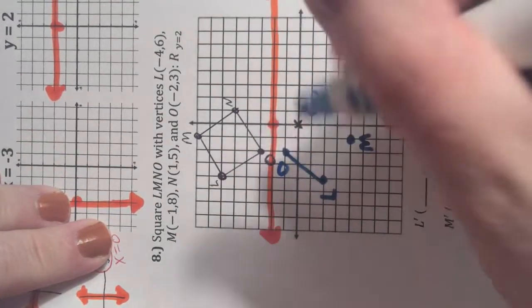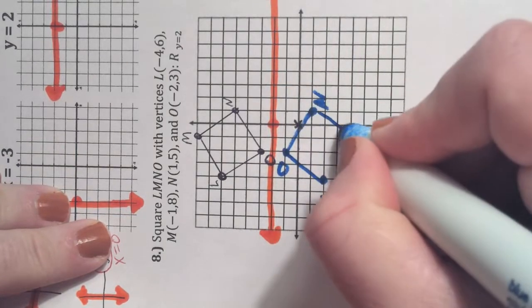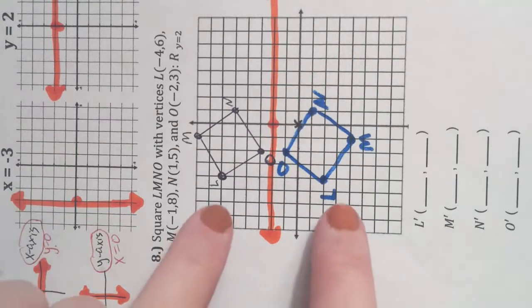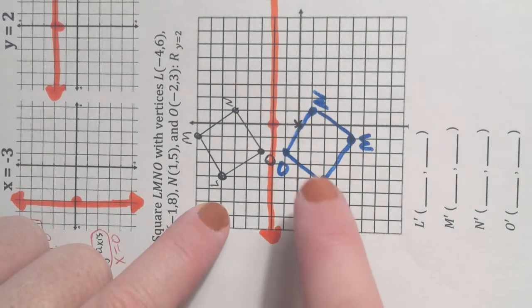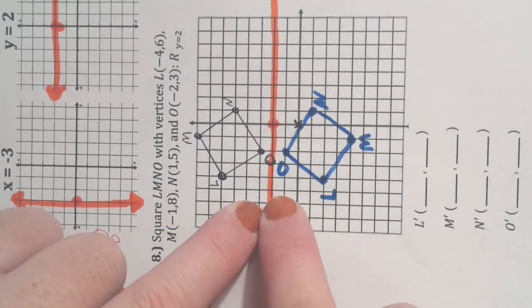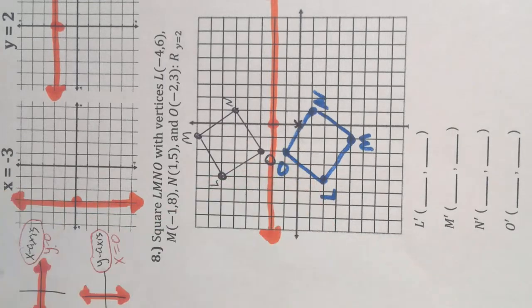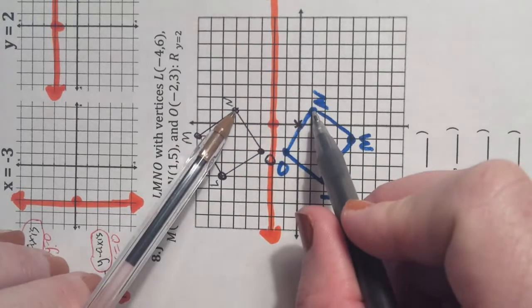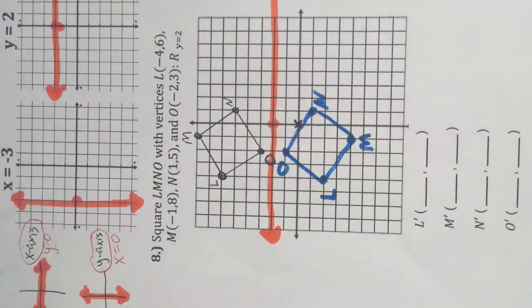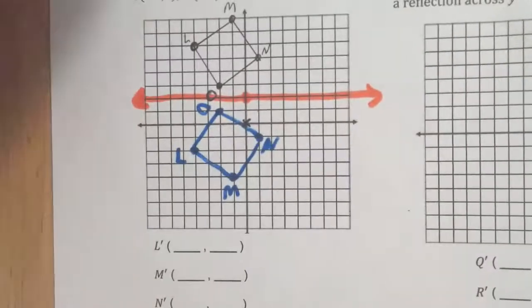Okay. And then take the time. Check that everything is where it's supposed to be. Okay. The L and the L, orange is right smack in the middle. O and O, the orange is in the middle. M and M, orange is in the middle. N and N, orange is in the middle. So I feel really good about this. Okay, flip it back to normal.